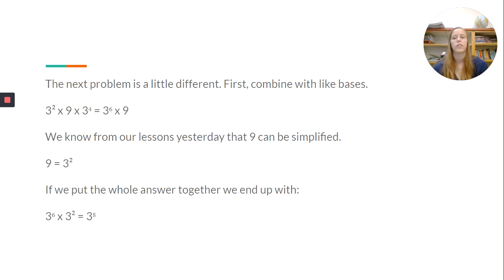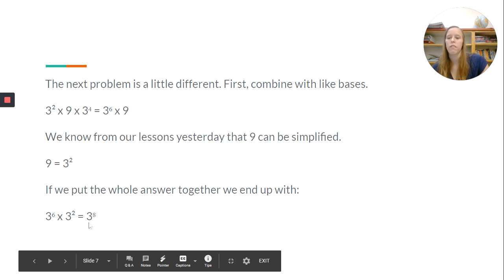So we have two 3s, which would be 3 to the 6th, times 9, which has no power. But remember, yesterday we can simplify 9 into having a power, because 3 times 3 is 9, so we would get 3 to the 2nd. So if we take the first part, 3 to the 6th, and add it to 3 to the 2nd, we're going to get a total of 3 to the 8th, and we simplified that whole problem. Okay?